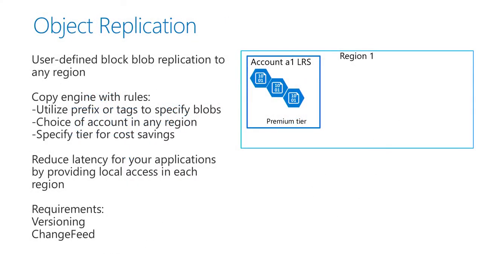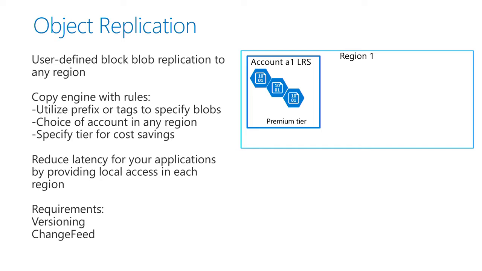And then I'm going to talk about a new feature that's coming up soon. This is called object replication. This allows you to define a policy to replicate your objects to any region and any storage account of your choice and in any tier of your choice. This allows you to reduce latency for your applications by providing local access in each region. Some of the requirements are versioning and change feed, I'll go into that a little bit later.